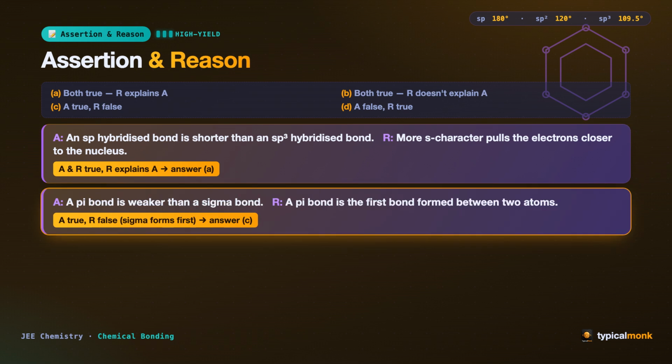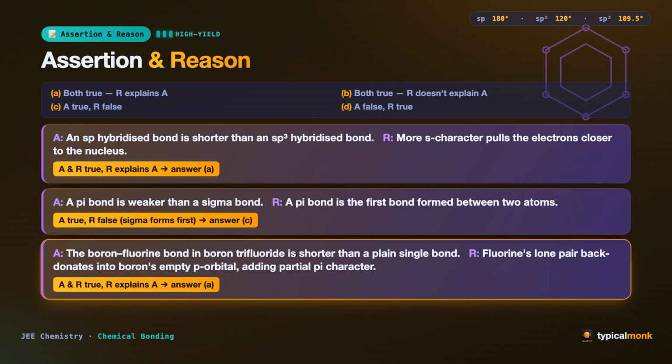Option A. Second one, assertion: a pi bond is weaker than a sigma bond. Reason: a pi bond is the first bond formed between two atoms. The assertion is true. Pi is indeed weaker. But the reason is false. It is the sigma bond that forms first, never the pi. So assertion true, reason false. Option C. This is the trap John fell for, mixing up which bond comes first.